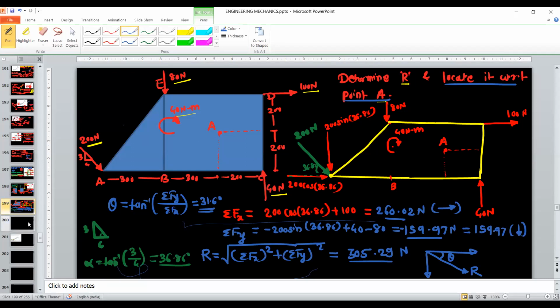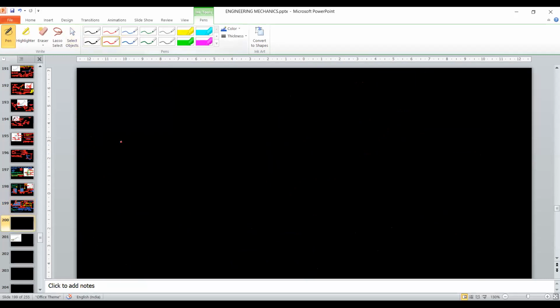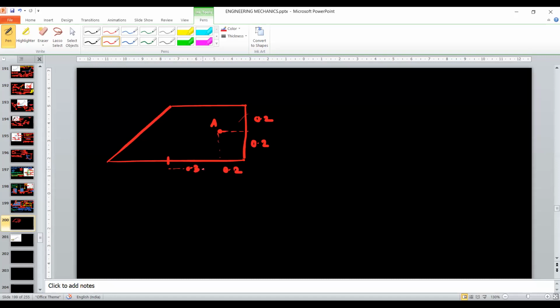So I will draw the resultant diagram. Somewhere here we have the point A. So this is 200 millimeter. I will consider in meter only. This is 0.2 meter. This is 0.2 meter. Then this is 0.2. This is 0.3 meter. And this is 0.3 meter.